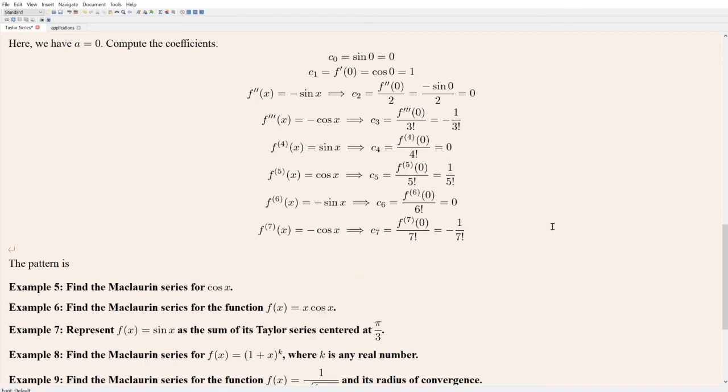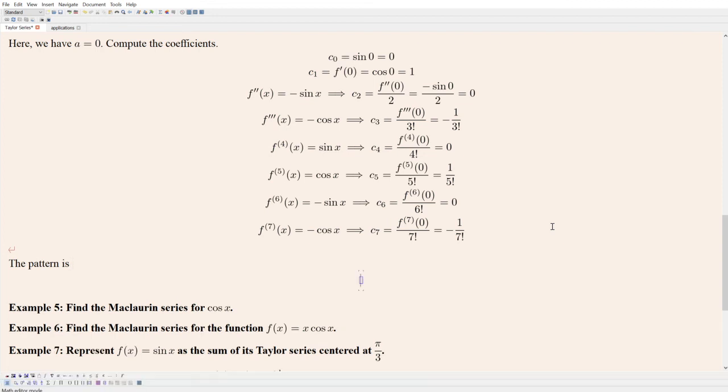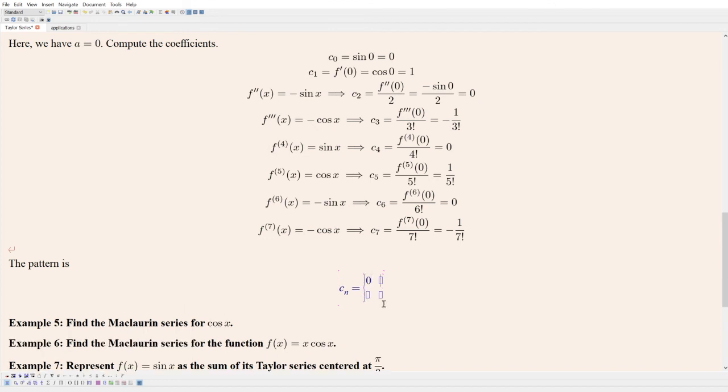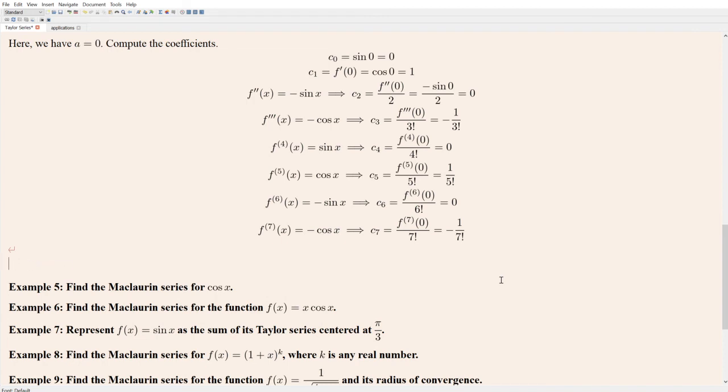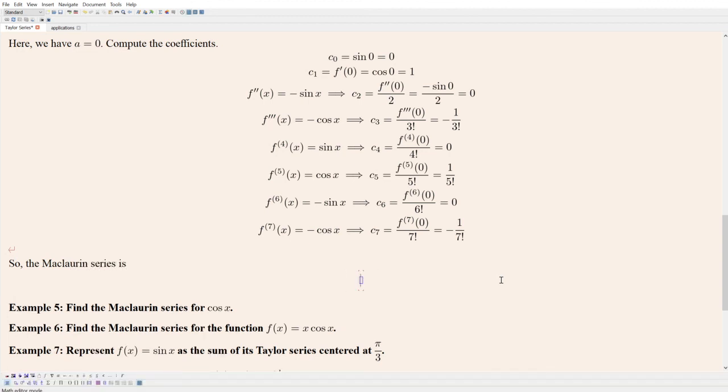So in general, the pattern is it's 0 if n is even, and then the coefficient is negative 1 to the n. Oh, that's not quite doing it either. I'm sorry, how about this? Let's just write it out.